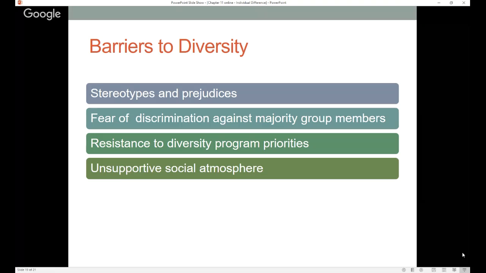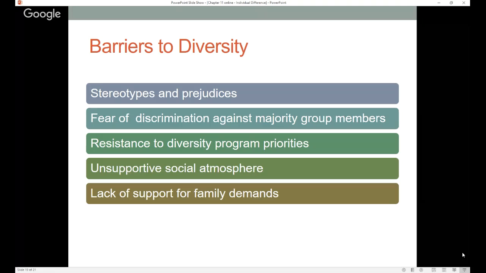Or there's a very unsupportive social atmosphere. There is an organization that's been doing things a certain way, and they only want to continue doing things that same way because they feel, well, it's worked for us. Why do we need to change? Or just a social structure where the organization, or the society where the organization is, is not open to change.